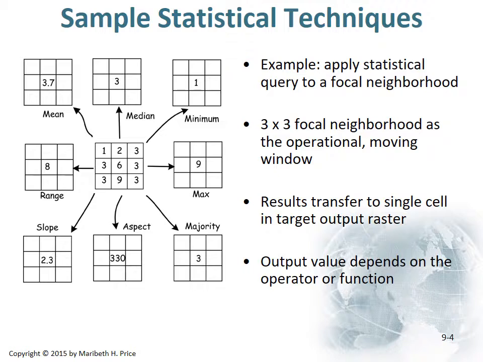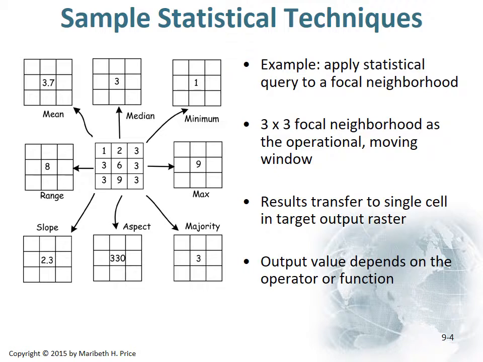So using a focal neighborhood, here's an example graphic showing us a sample 3 by 3 neighborhood and some of the things that we can query from that using statistical tools and neighborhood tools. Given those values in the 3 by 3 grid in the center, calculate a mean that gets written to the target cell, a median value, the minimum value, the range between high and low, the maximum value, the majority, which means the number that occurs most often, calculating an aspect.